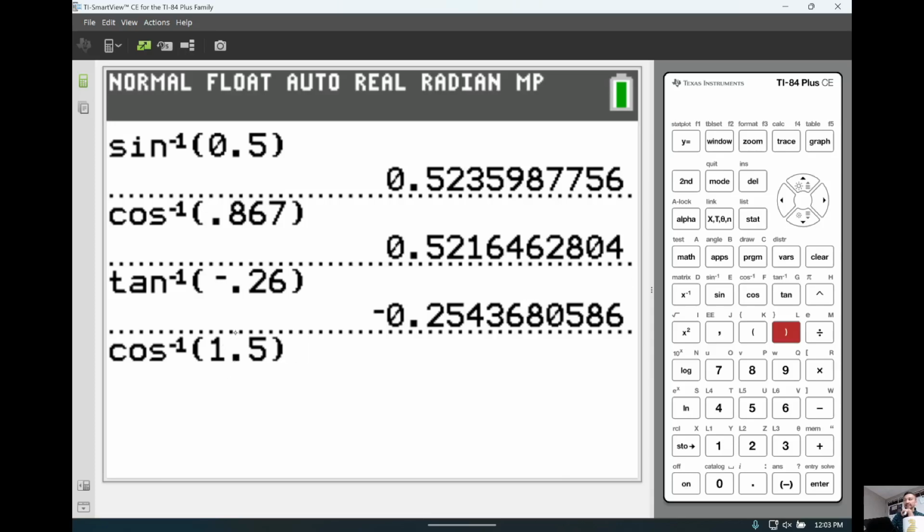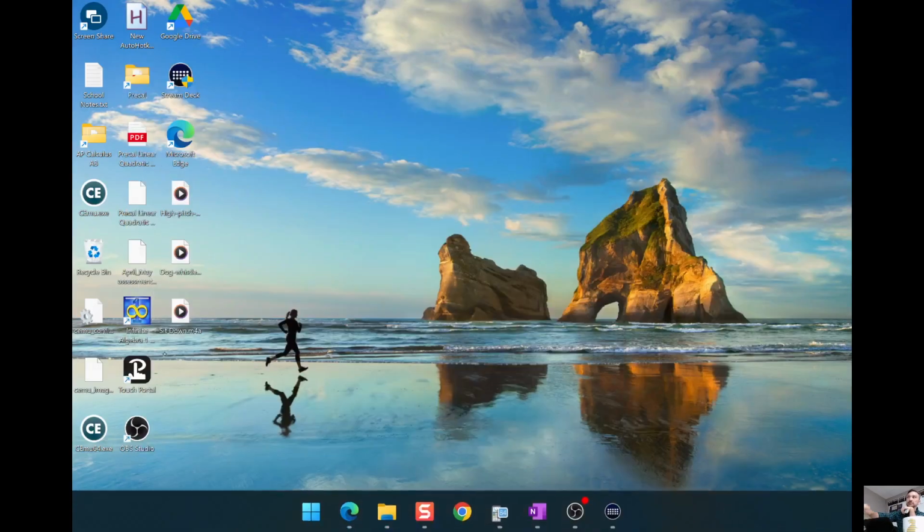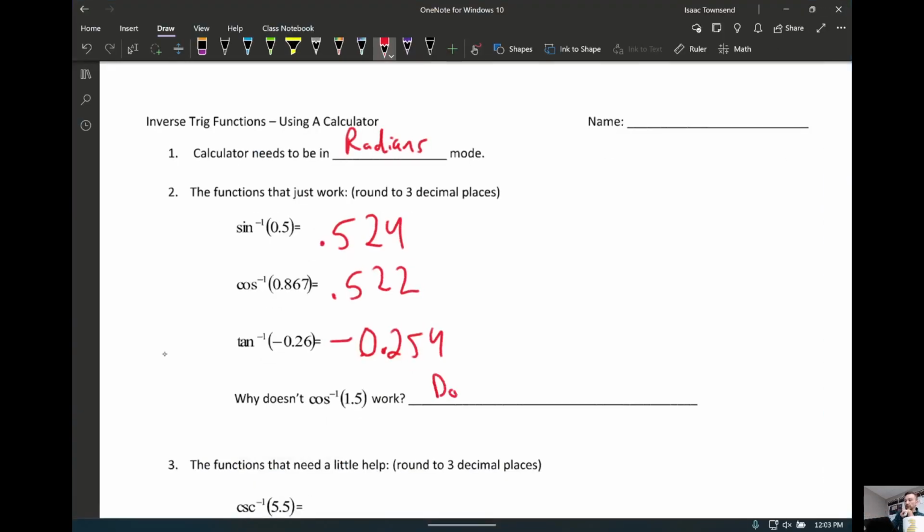What is the domain of inverse cosine? The domain is negative 1 to 1.